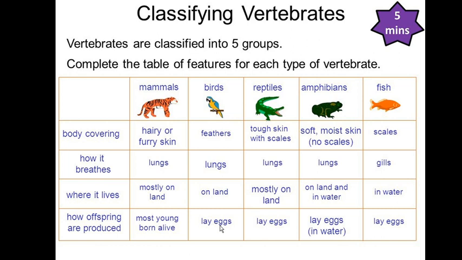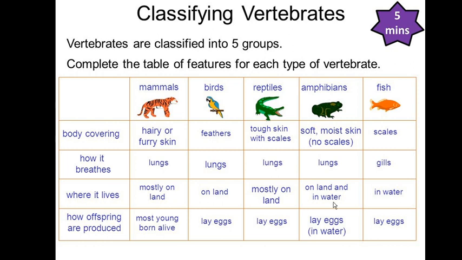Reptiles have tough skin with scales. They breathe through lungs. They mostly live on land. They lay eggs. Amphibians have moist skin. They have lungs for breathing, and they live on land and in water.